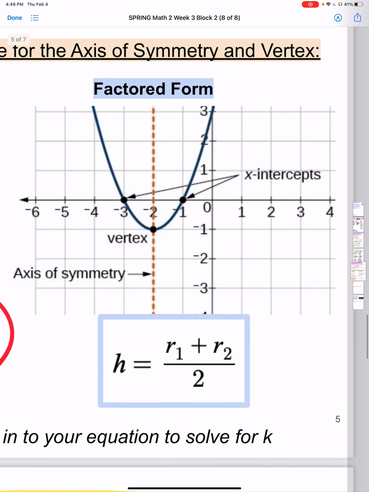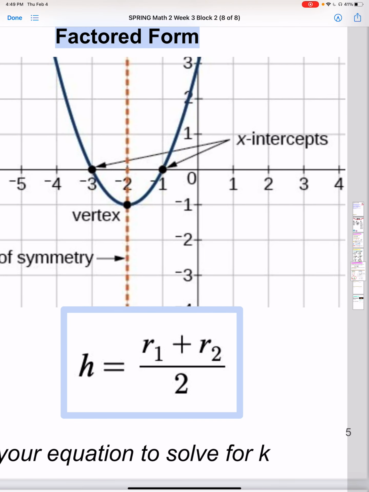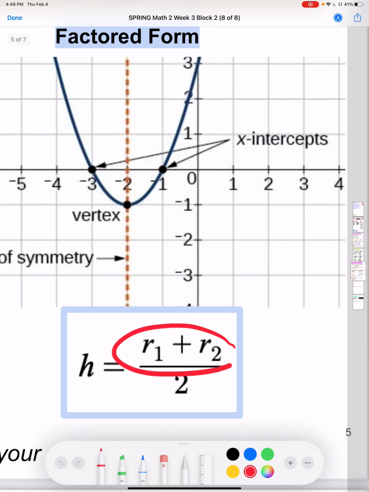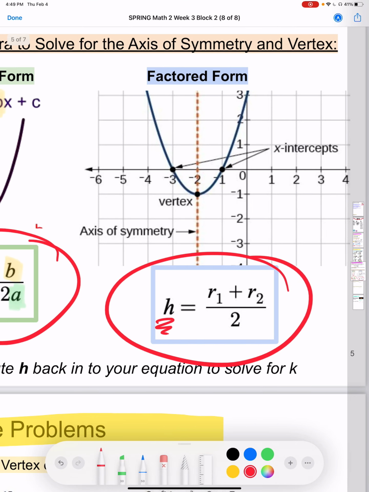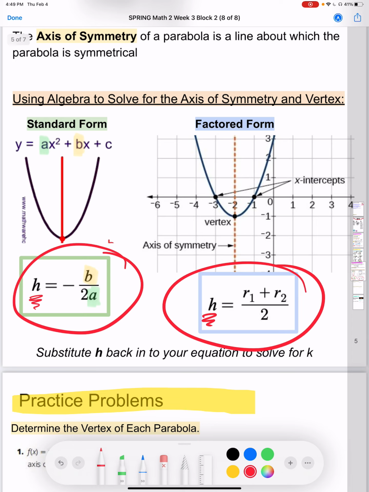What you're going to do is take the average. You're going to add both of your roots together, so you can see R1 plus R2. Then you're going to divide it by 2. That's how you find h, which again is the x-coordinate of your vertex. To find the vertex, if you only have h, to find k, you substitute h back into your equation to solve for that k value.